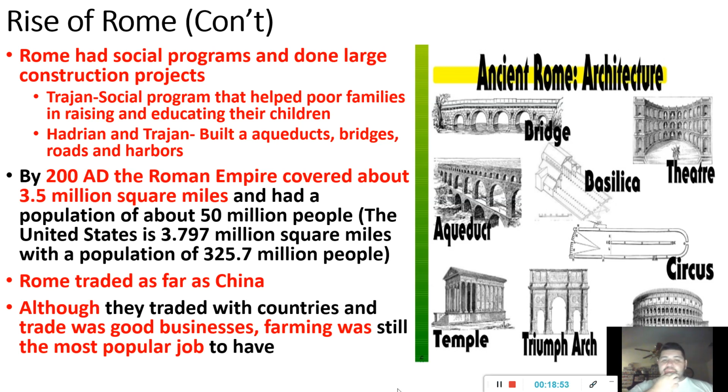All right, so Rome had some social programs and had done some large construction projects. Sorry, I read that wrong for a second. Trajan, he again did some really good things. He had a social program that helped poor families in raising and educating their children. Because again, yeah, it's good to help out the rich people, the top people, the most influential people, but you gotta help out the bottom people because there's a lot more of them, for one.